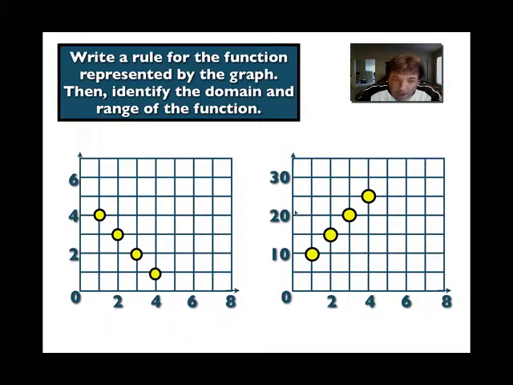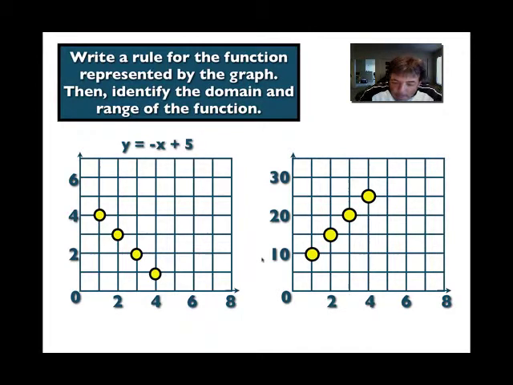Okay, were you able to figure it out? The first one was y is equal to negative x plus 5. So whatever x is, we make it negative and then add 5 to it. So negative 1, this was 1 over 1. Negative 1 plus 5 would give me 4. Negative 2 plus 5 would give me 3. Negative 3 plus 5 would give me 2. And negative 4 plus 5 would give me 1.